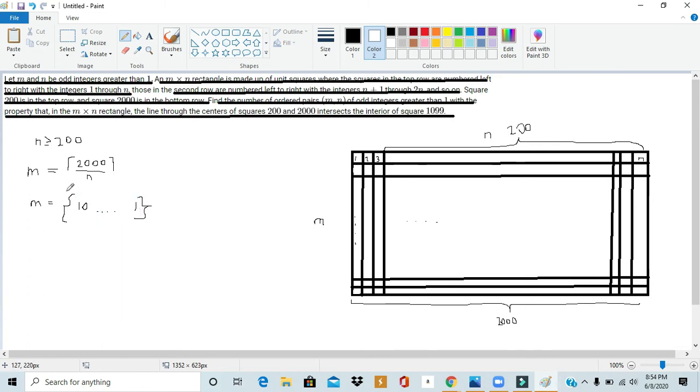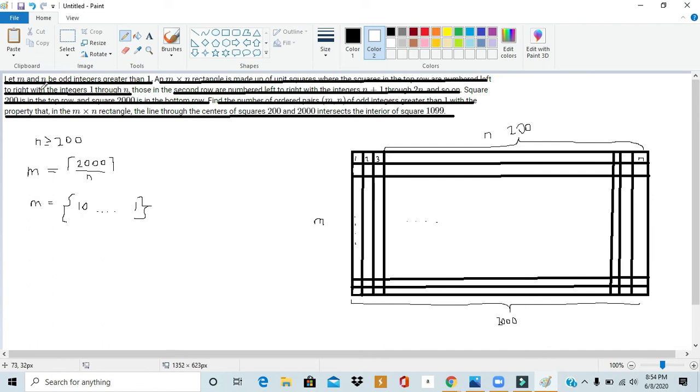We can see that it could be 10, because if n is equal to 200 from this greater than or equal inequality, then the ceiling function of 2000 divided by 200 would give us 10. But let's say we maxed n out to some really, really large number, like 10,000. Then we'd get some really small decimal here, and the ceiling function of that would give us 1. And then, of course, it could be all the values in between. So we know that m could be between 10 and 1.